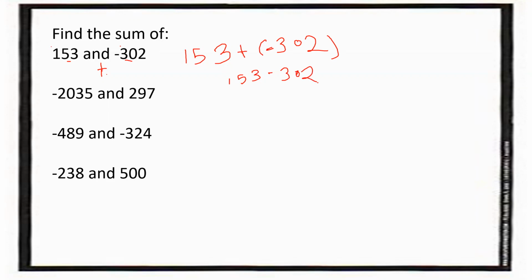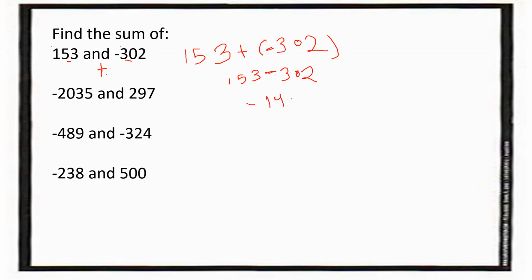And when you subtract this, we have to subtract 302 from 153, which is impossible, so we subtract 153 from 302. We know that the sign will come with the greater number only, because if we subtract a bigger number from a smaller number, the answer comes in negative. This is common sense, right? So we subtract 153 from 302, and the answer you will be getting is minus 149.